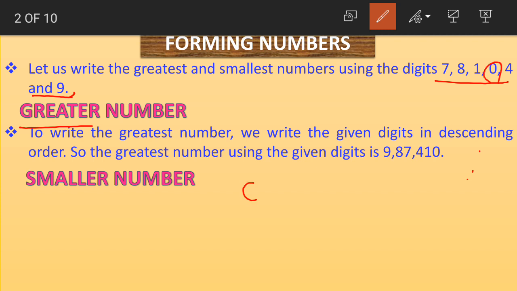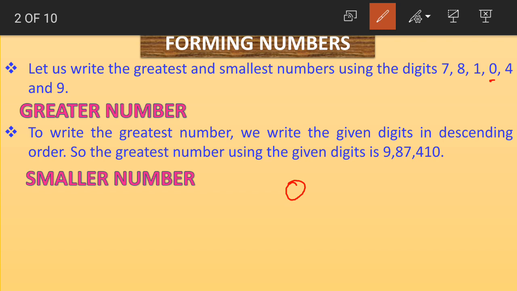If we write 0 in the starting place, we should not write 0 first, because if we write 0 as the first digit, then its place value will not be counted. So remember, in such type of questions, even though 0 is the smallest number, never write 0 in the first place. 0 will come in the second place. Okay, 0 will come in the second place.